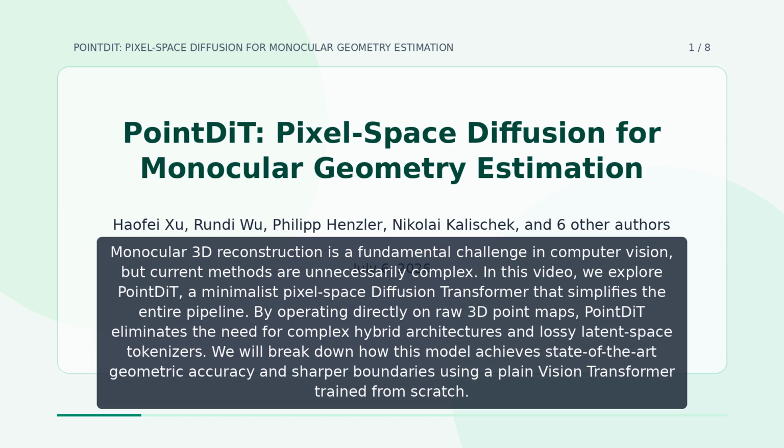Monocular 3D reconstruction is a fundamental challenge in computer vision, but current methods are unnecessarily complex. In this video, we explore PointDiT, a minimalist pixel space diffusion transformer that simplifies the entire pipeline. By operating directly on raw 3D point maps, PointDiT eliminates the need for complex hybrid architectures and lossy latent-space tokenizers.